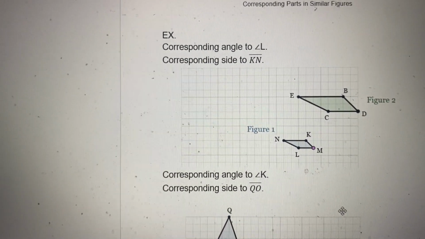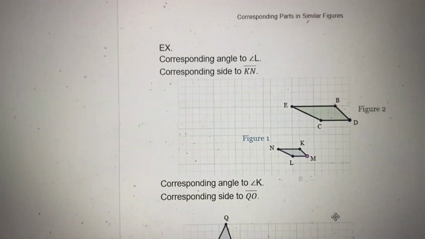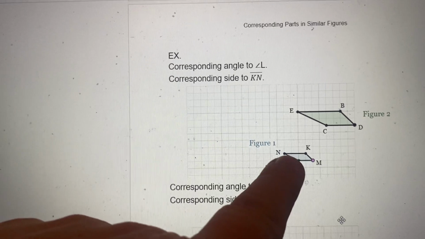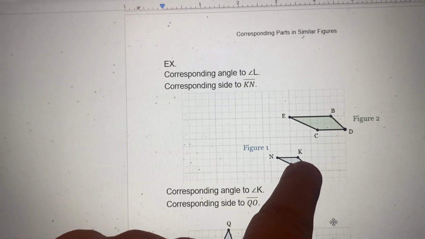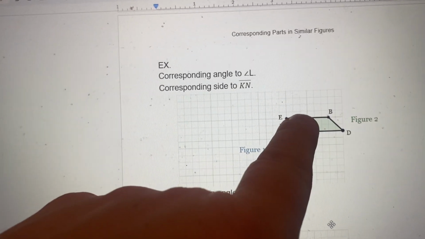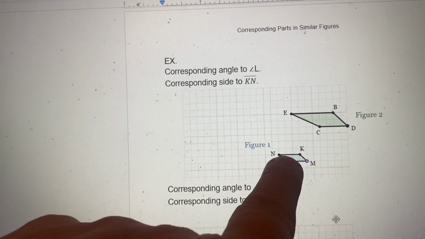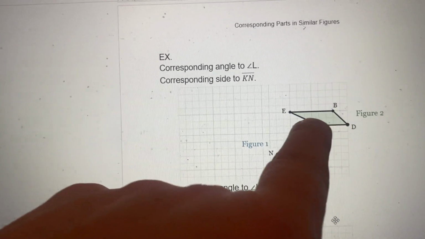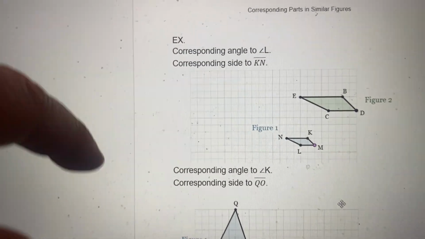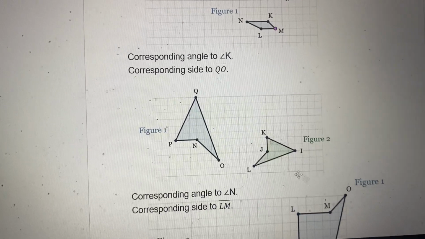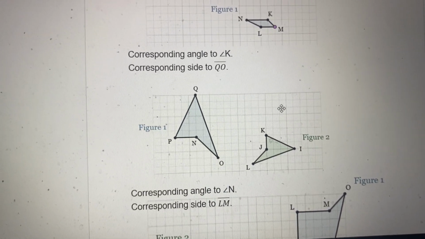BE would be that. And it's important to note that the letters should be in the same order. So if they would have said NK, then what I would have wanted to do is EB. Since they said KN, I want to say BE to make sure it matches up to how it's supposed to look, okay? On the second one down, what's the corresponding angle to K?